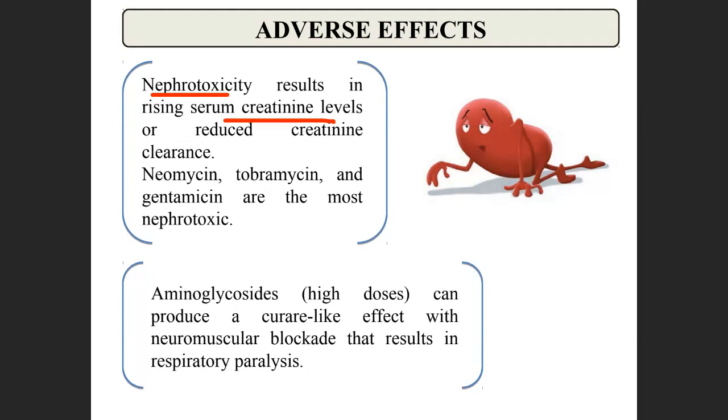Now neomycin, tobramycin and gentamicin are most nephrotoxic. If you compare the different aminoglycosides, among these aminoglycosides, these three medications are more nephrotoxic. That means they are causing increase in the levels of creatinine.